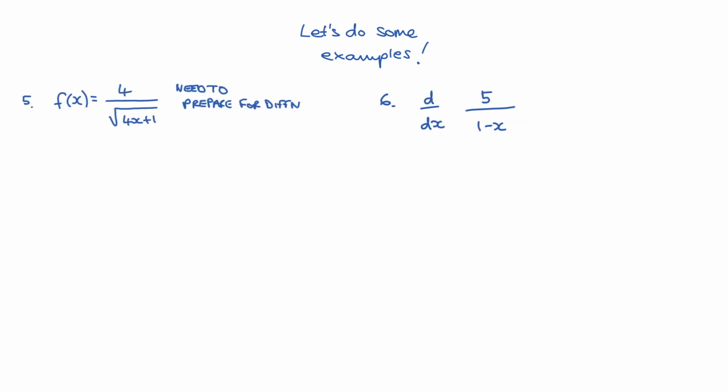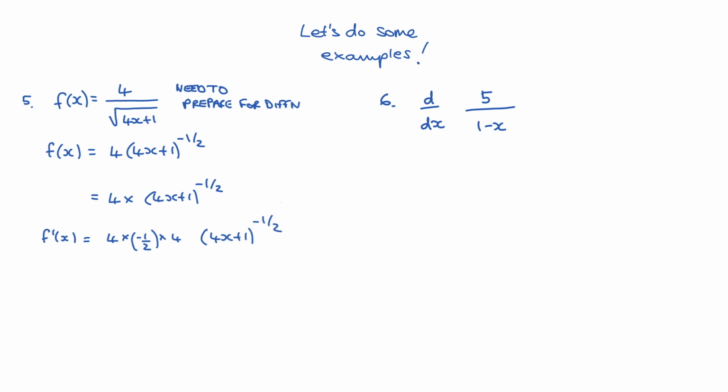Number 5, we need to prepare this for differentiation. So f of x is 4 times (4x + 1) to the negative 1/2. That 4 is a constant, so nothing happens to that. So that's 4 times, we're going to differentiate (4x + 1) to the negative 1/2, multiply by the power and reduce the power by 1, and we multiply by 4. That would give us negative 8, (4x + 1) to the negative 3/2. Negative 8 over the square root of 4x + 1 cubed.